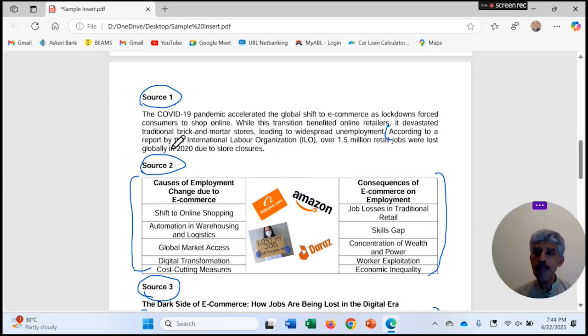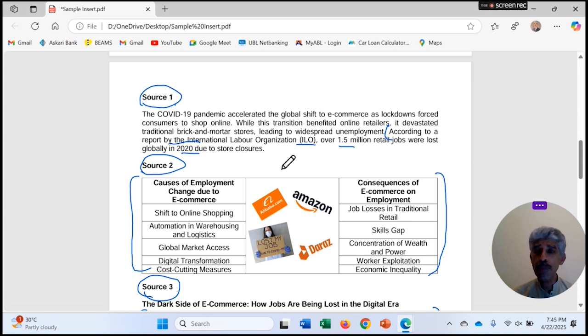According to the report by the International Labour Organization, over 1.5 million retail jobs were lost globally in 2020 due to store closures because of COVID. So it means that very simple. If students write only 1.5 million jobs, or they write as per the report of ILO, over 1.5 million jobs were lost during 2020.